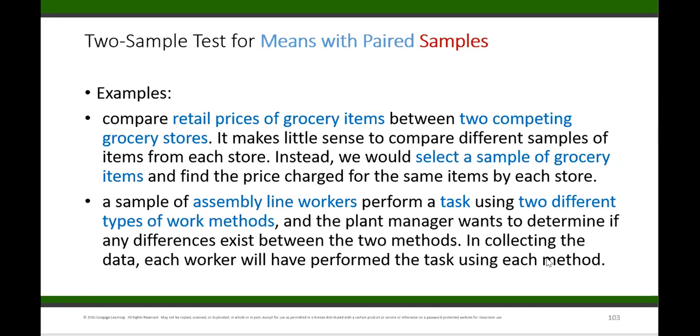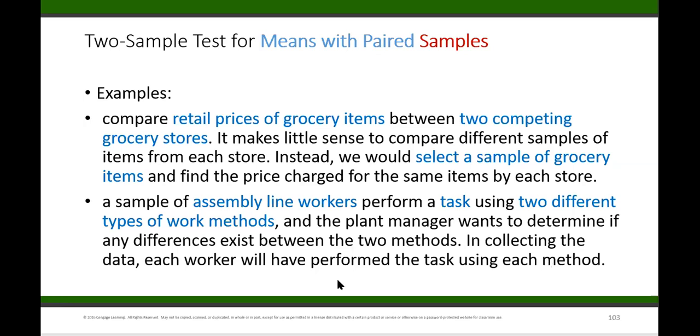So in those cases, when pairing is not possible, the only choice that we have is to go with independent samples. But whenever possible, it's always fairer and better if you do a paired sample, two sample test. All right.